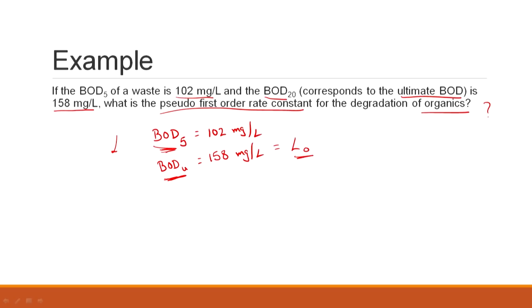And BOD at time t is obviously L naught minus L t, initial organic content minus organic content left at time t. So, that is equal to L naught into 1 minus e power minus kt. So, I have this value, and I know the time period to be 5 days. So, I can calculate the rate constant. One unknown and so on and so forth.